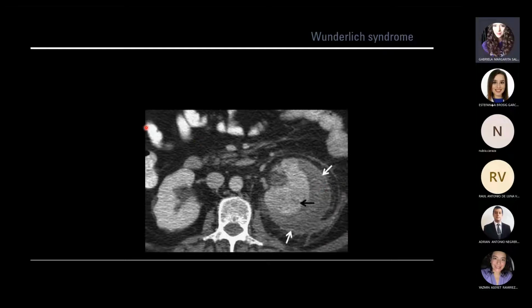This is a case of a 62-year-old woman with fever, left flank pain, and urinary tract infection. In this CT, we can see ill-defined hypodense areas within the left renal parenchyma, suggestive of acute pyelonephritis associated with hematoma.